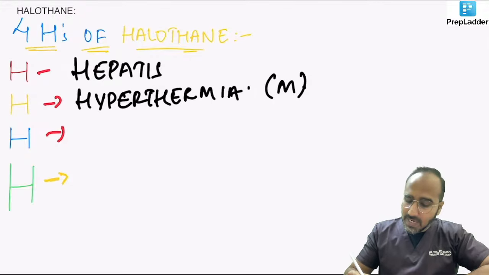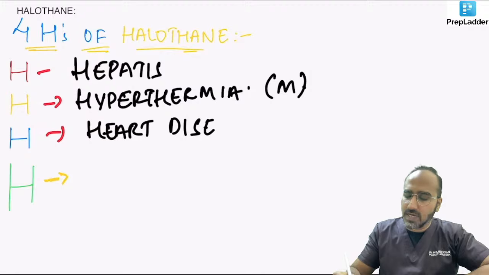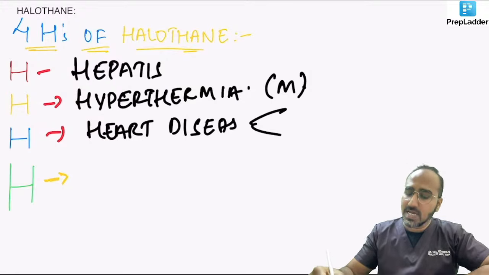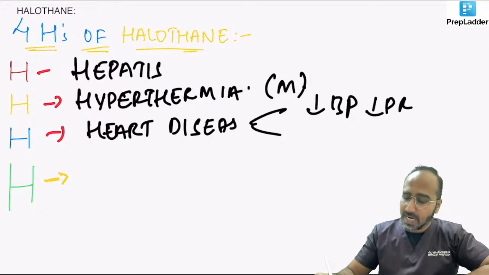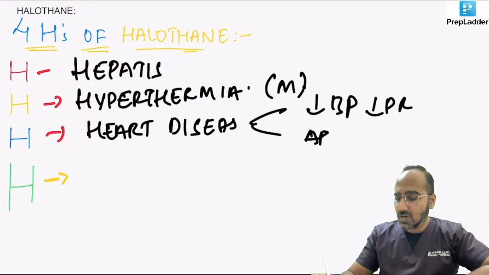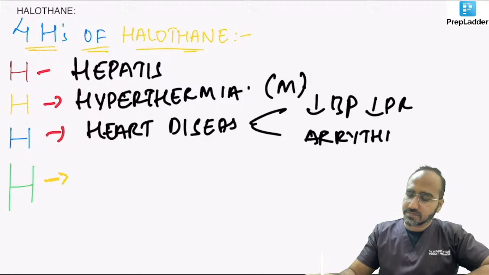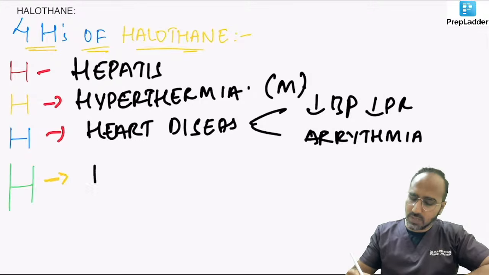Next H of halothane, heart disease. In heart disease, halothane is severely contraindicated. Why? Because halothane will cause hypotension and bradycardia together. Apart from that, halothane will sensitize the myocardium towards catecholamines that can cause arrhythmias. Okay, last H is what, guys? The 4 H's of halothane, always have to remember.